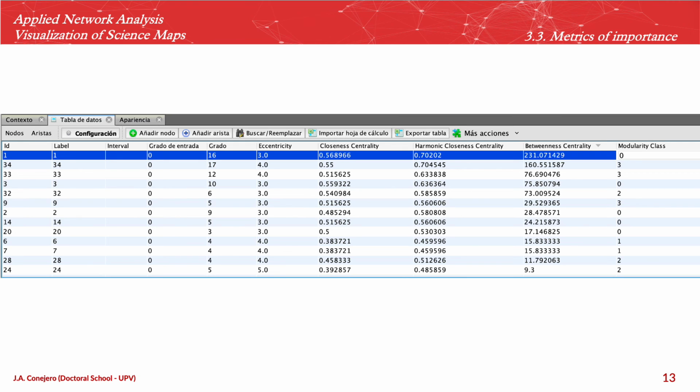Closeness and harmonic closeness centralities are measures ranging between 0 and 1, so we can appreciate small differences. But if you see betweenness centrality, the range is very high because it depends on the square of the number of nodes. The maximum is n times n minus 1 divided by 2, which is the maximum number of times a given node can appear in the middle of a shortest path.